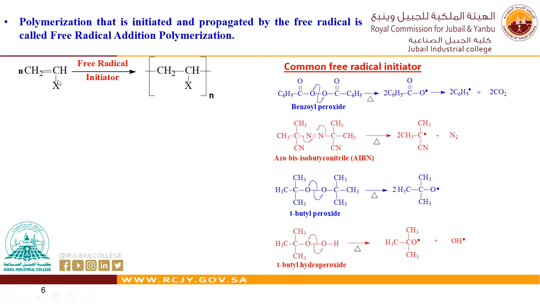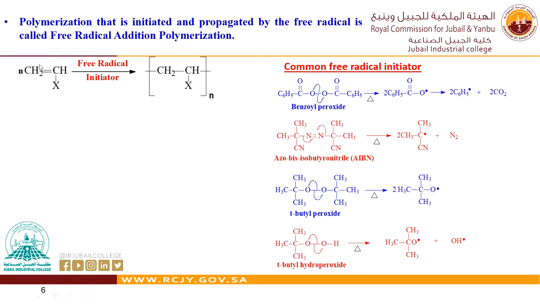If X is hydrogen, then we say it is what? Ethylene. If X is CH3, then it is propylene. If X is benzene, then it is styrene. If X is Cl, it is vinyl chloride. All these behave in a similar way.